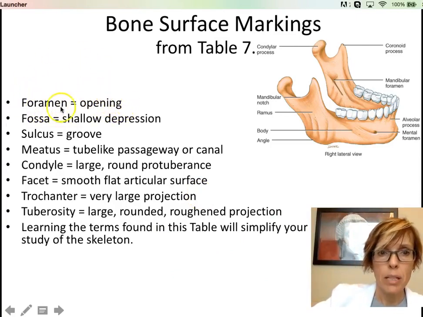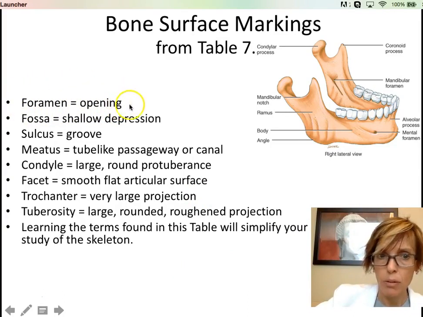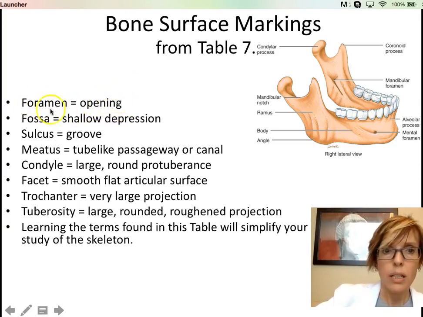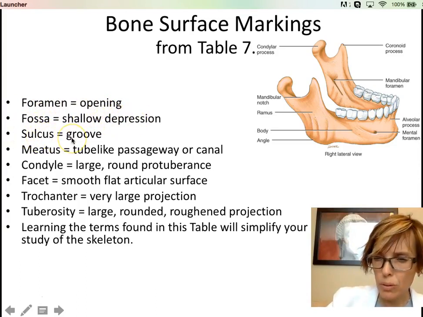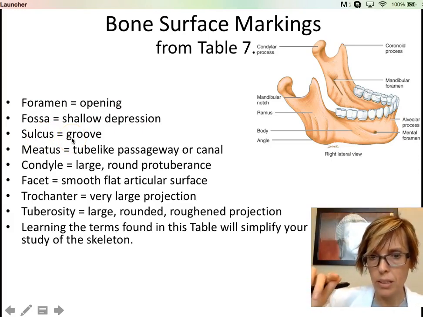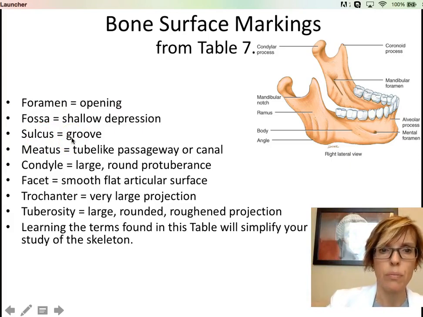Okay, I've probably given you guys the easy way to remember that in lab already. So a foramen will always mean an opening. It's a hole. A fossa is a shallow depression. A sulcus is more of a groove. So a sulcus tends to be longer than just a fossa. A fossa is usually like a little dip. A sulcus is an actual groove.